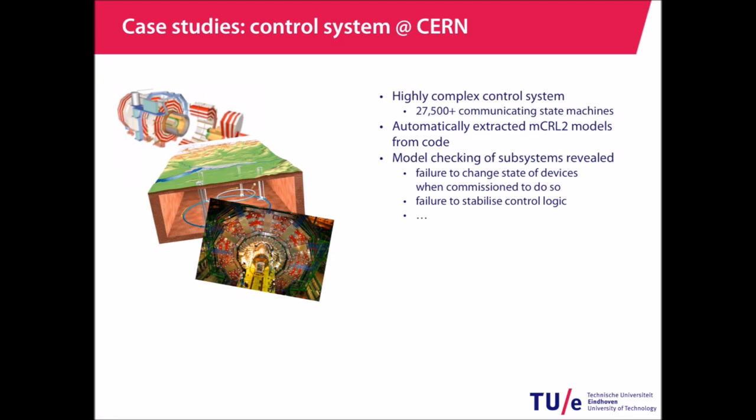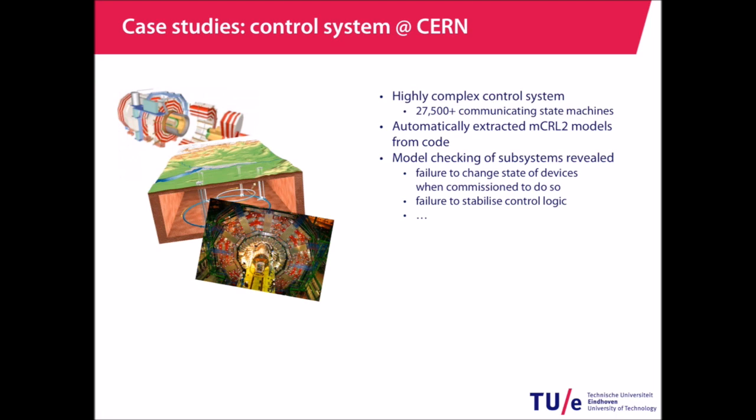So we were able to verify a number of subsystems, which revealed a number of issues: failure to change state of devices when commissioned to do so, failure to stabilize the control logic, etc. And on individual levels, we were able to actually, in 1 minute, process the entire control system for failures to stabilize control logic, livelocks, that sort of stuff, we were able to detect. And actually also provide fixes for these. Unreachability of states, things like that. Right, so that was actually quite impressive and nice work to do.